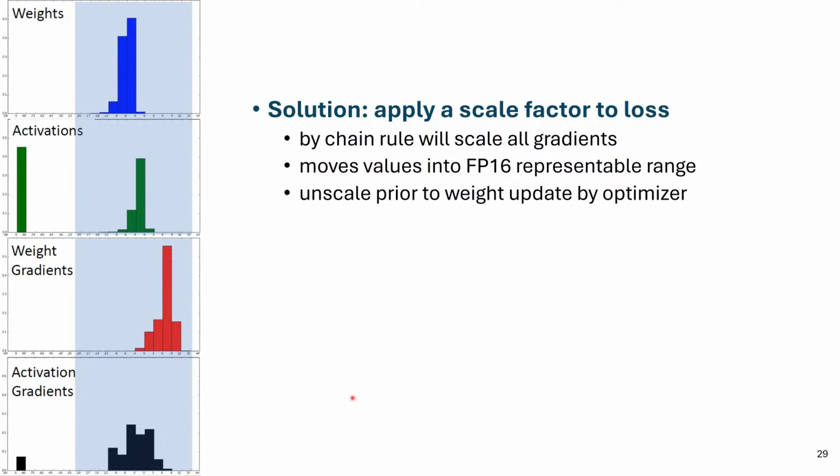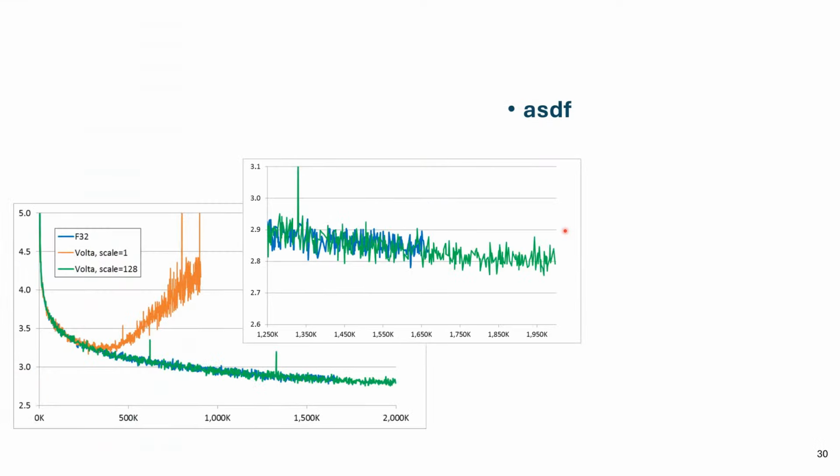The only catch is that, prior to doing weight update by the optimizer, you have to undo the scale, right? So you have all the right magnitudes when doing weight update. And that works fine for the most part. I'll get to some difficulties there.